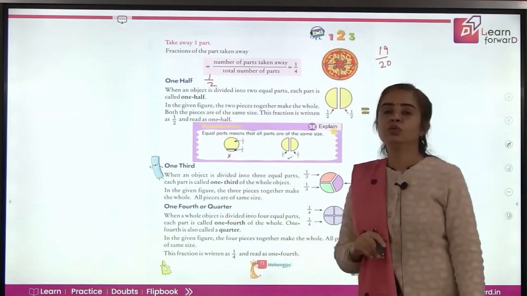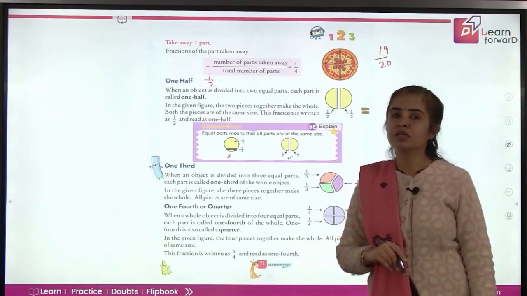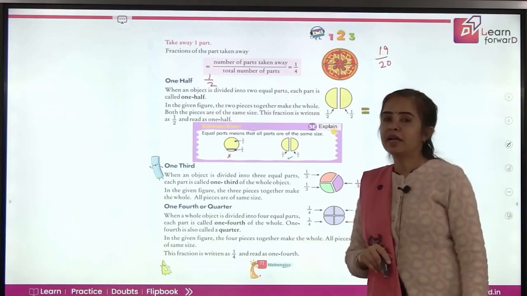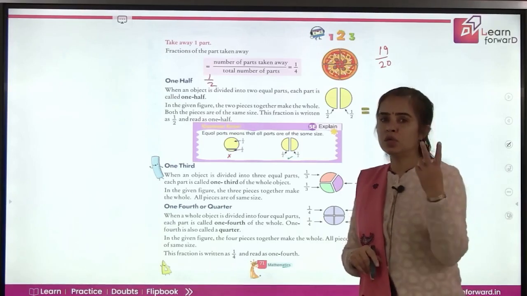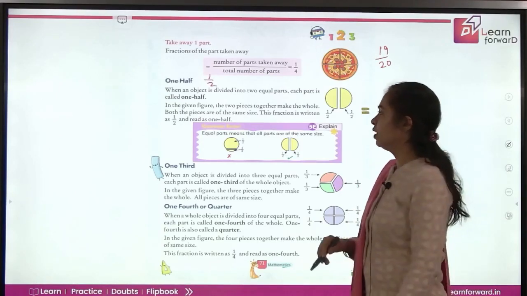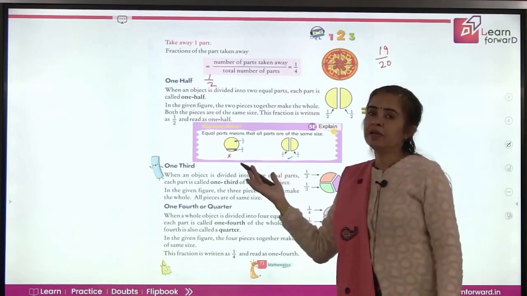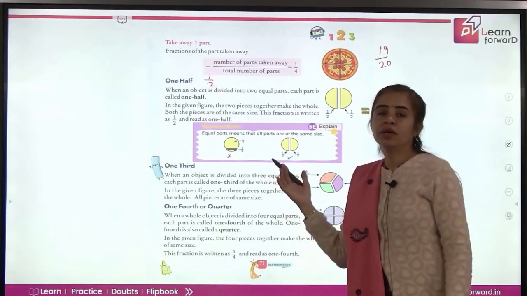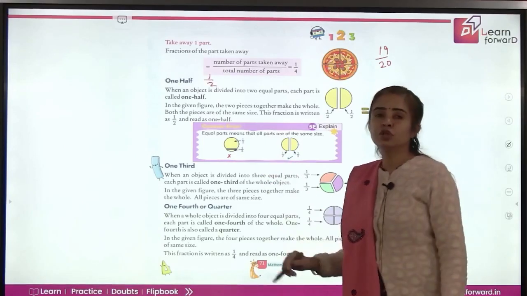This 1 by 2 is called 1/2. What is it called? 1/2. That means you are dividing something in 2 equal parts and you are just selecting, you are taking one part out of it. Remember again, what is more important in fractions is that the two parts should be equal.